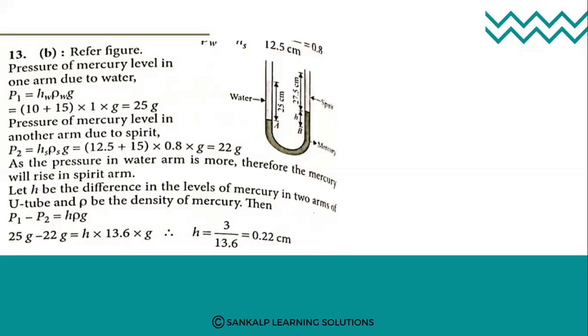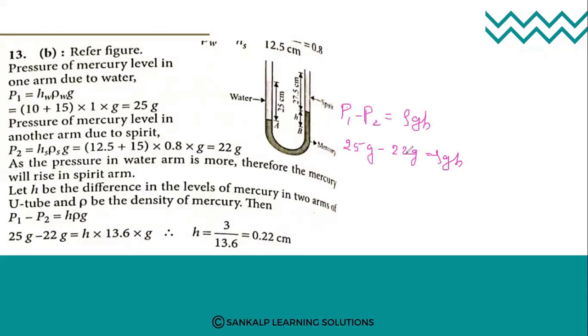So if you consider h as the difference in the level of the mercury in the two arms, then the pressure difference according to the gauge pressure concept is P1 minus P2 is equal to rho gh. P1 and P2 values we have just calculated. So one is 25 into g, one more is 22 into g, which is equal to rho gh.